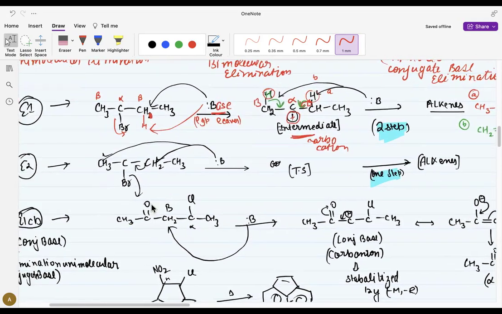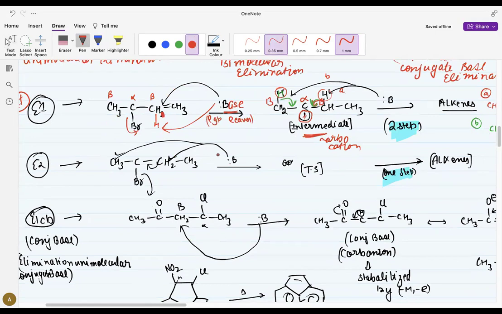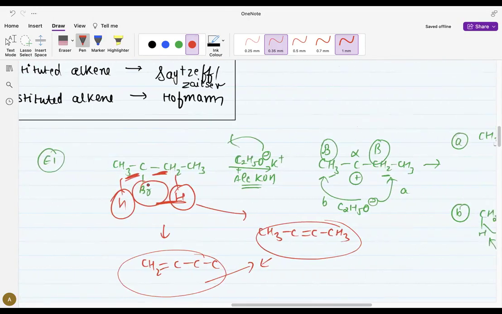Another mechanism is the E2 mechanism. What happens in the E2 mechanism? Directly the base will attack, let's say C2H5O minus directly attacks hydrogen, a double bond will be made and bromine will be removed. It is a concerted mechanism, in one go, right? Similar to SN2, attacking from the back side and removing the leaving group.